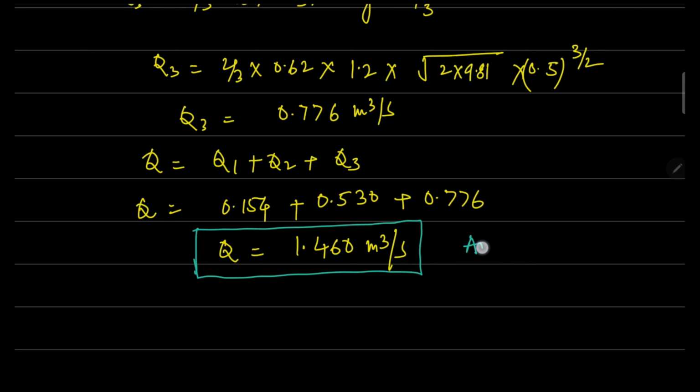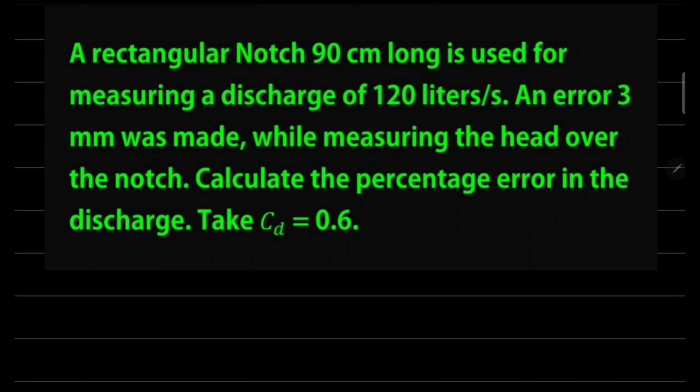So our next problem is based on the estimation of the error in the discharge due to the error in the measurement of the head. The problem says that a rectangular notch which is 90 centimeter long is used for measuring a discharge of 120 liter per second. An error of 3 mm was made while measuring the head over the notch. So we have to calculate the percentage error in the discharge considering that CD is equal to 0.6.